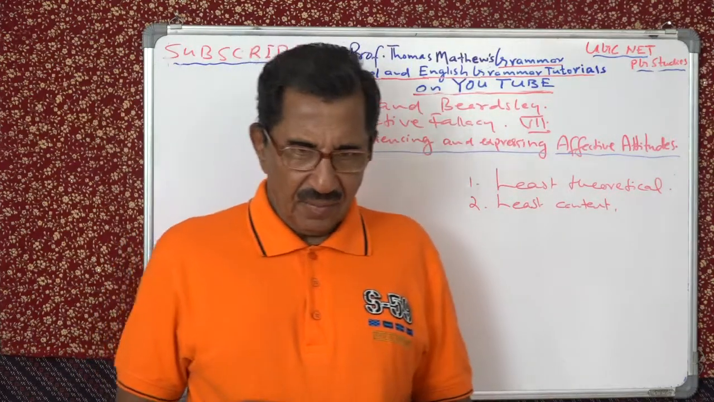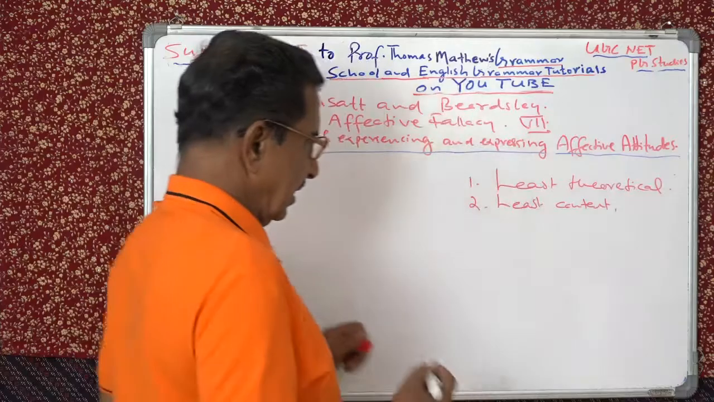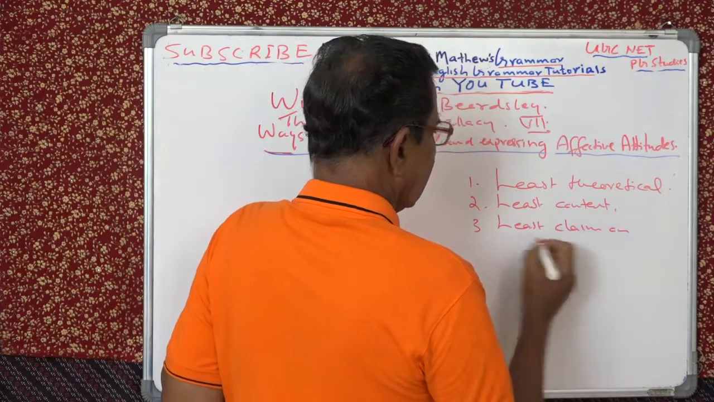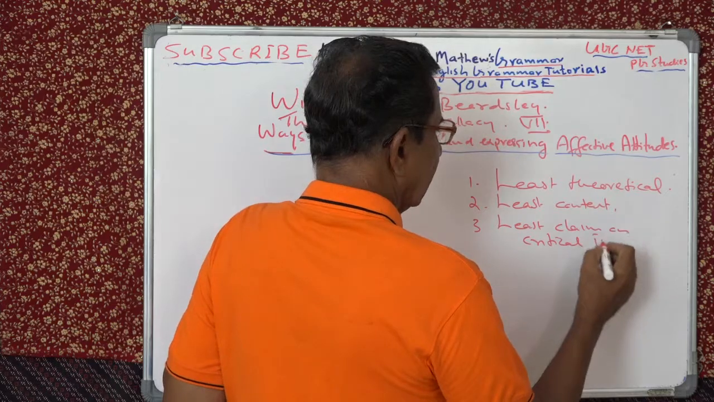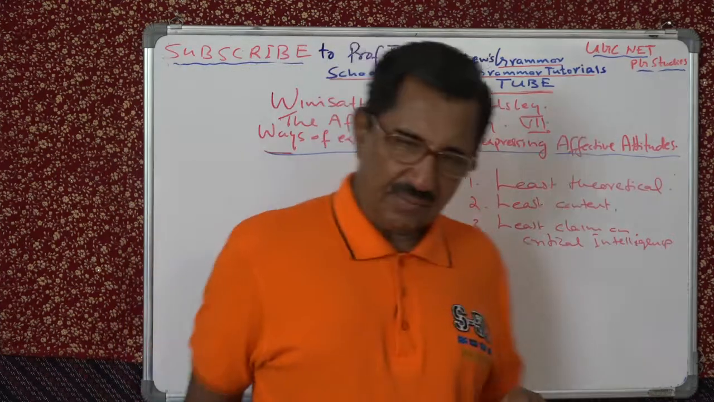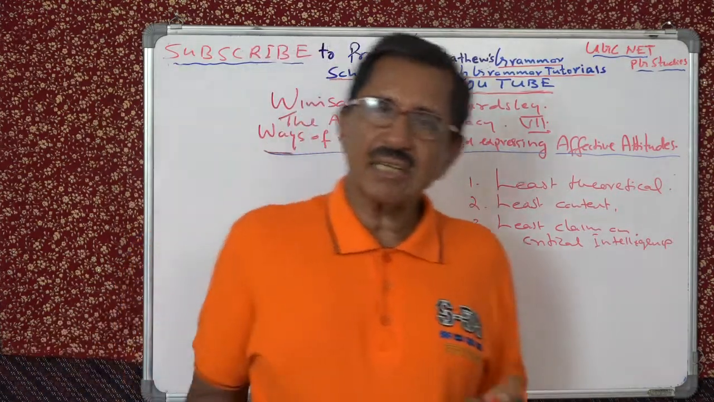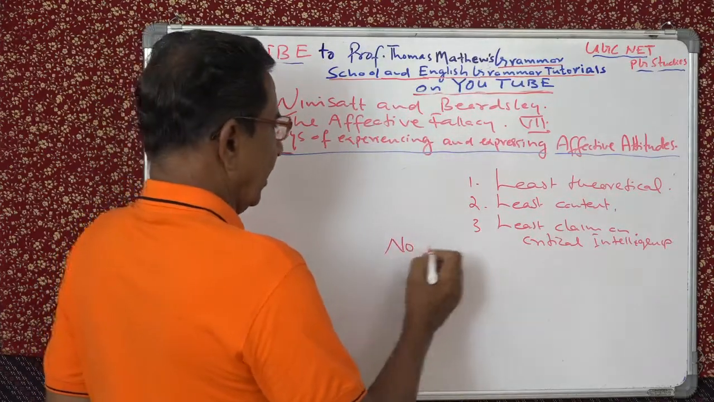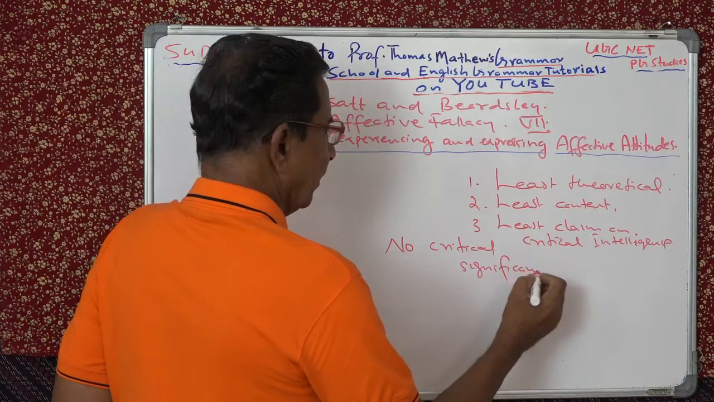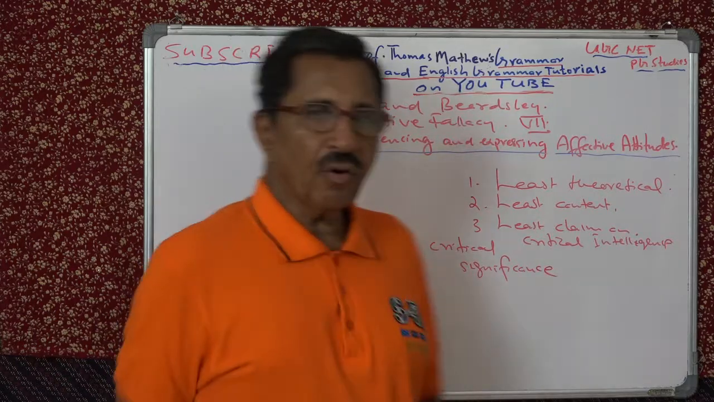And then third one is makes the least claim on critical intelligence. Least claim on critical intelligence. And therefore, absolutely no critical significance. No critical significance. See, no critical significance.